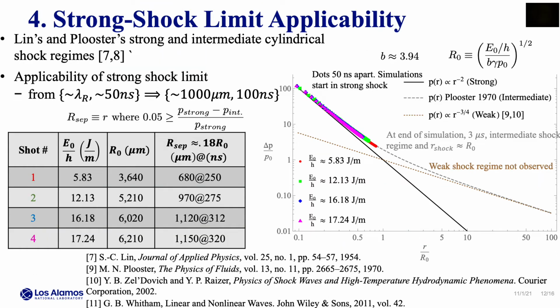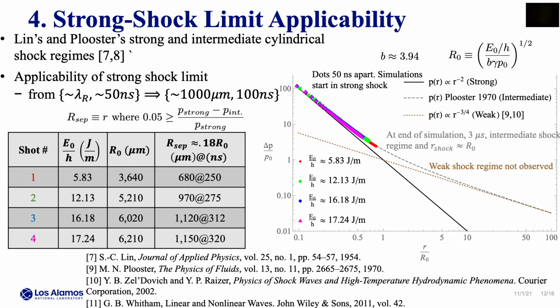We also test the applicability of the strong shock limit by looking at the overpressure, a normalized pressure, as a function of a normalized radial coordinate R0, where B is a fitted parameter that is calculated for different gases, P0 is ambient pressure, and gamma is the usual ratio of specific heats, a thermodynamic property of a material. All the simulations begin in the strong shock limit and eventually diverge to the intermediate shock limit as defined by Plooster. This transition is quantified by obtaining the location in space and time when the intermediate and strong shock overpressure diverges by more than 5%.